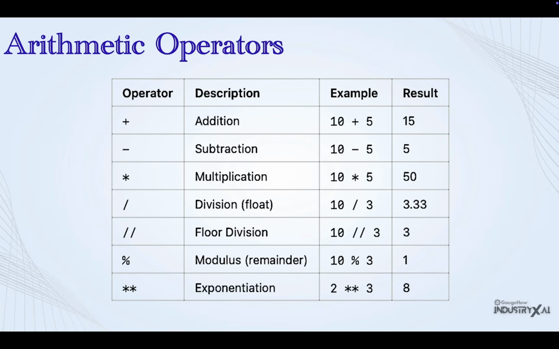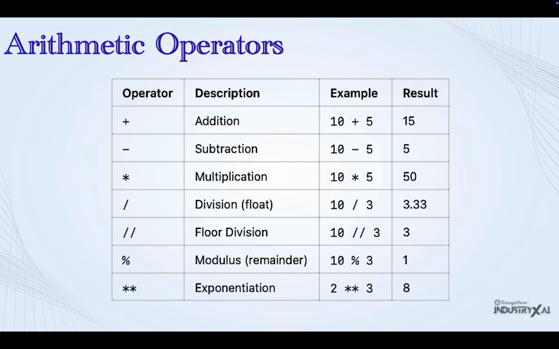In the first column, we will see plus, minus, multiplication. For division, we will use forward slash, whereas for floor division, we will use two forward slashes. The modulus, which will give us the remainder, uses the percentage symbol. And to get the power or the exponent, we will use the double star symbol (**) to perform that operation.